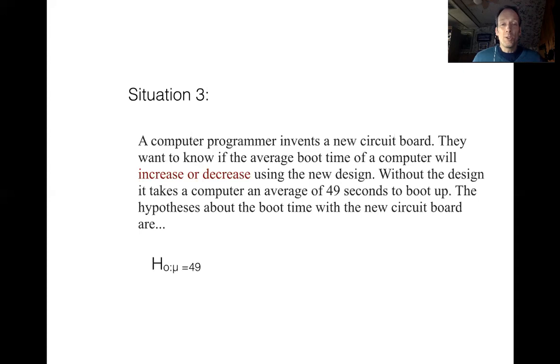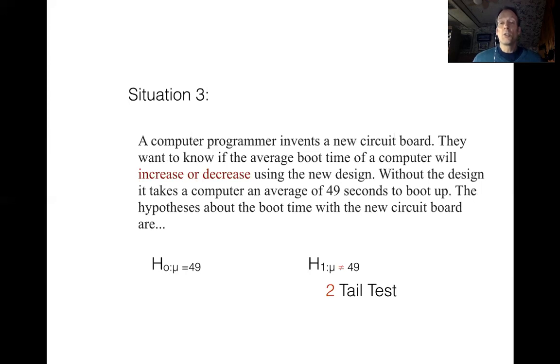H1 is going to be a little bit more tricky this time because we're told to test for an increase and a decrease at the exact same time. So how do we do a right tail and a left tail test simultaneously? The answer is we're going to write down that we think the population average is no longer 49 seconds. We don't really know if the boot time is going to go up or down, so the best thing we can do is state that we think it's simply not equal to the original 49 seconds. And this is what we're going to call a two-tail test.